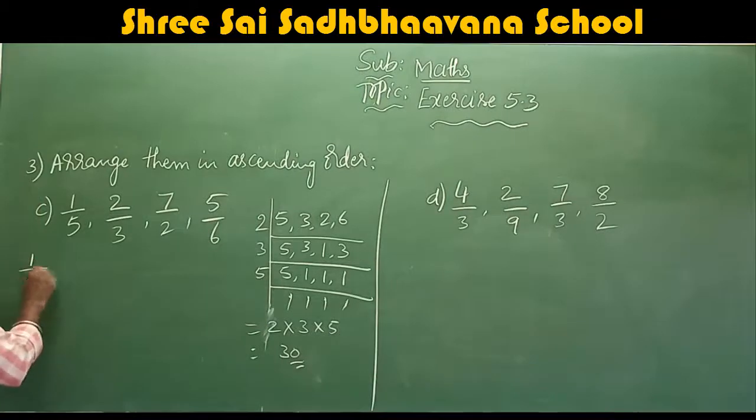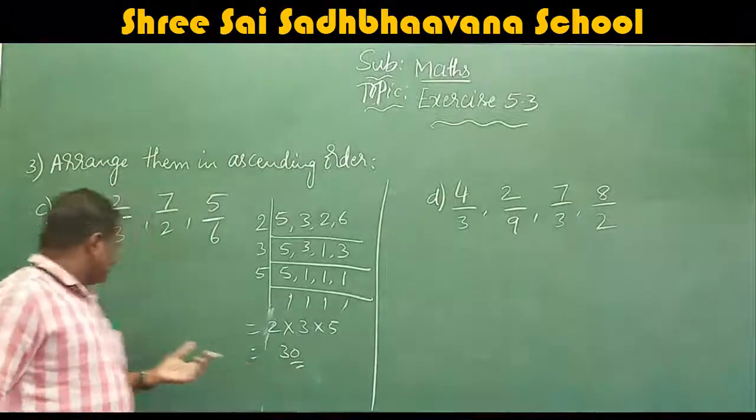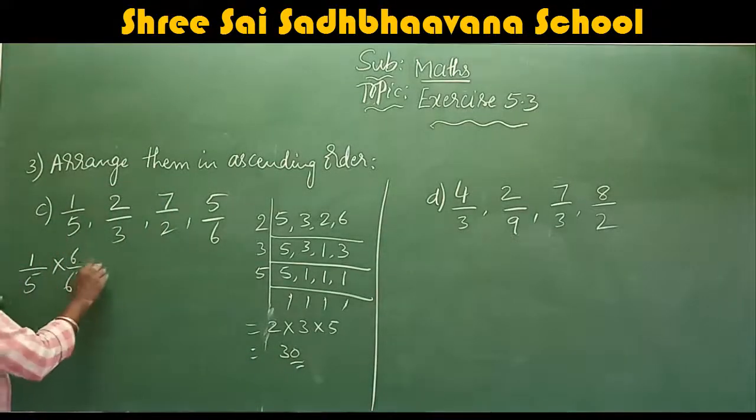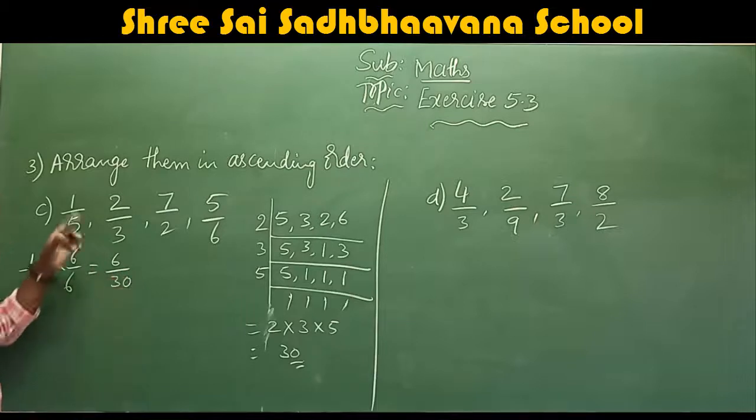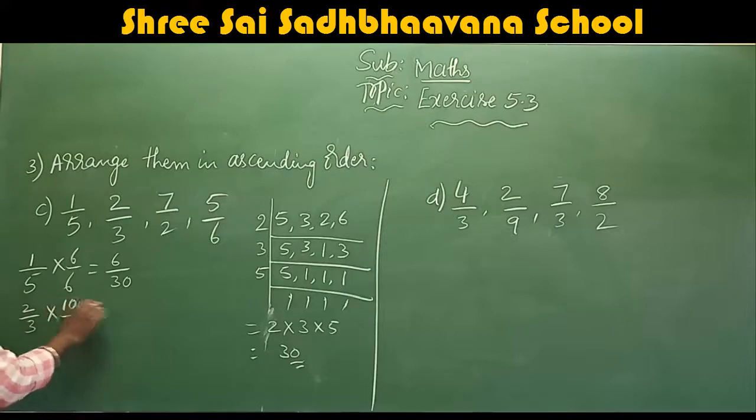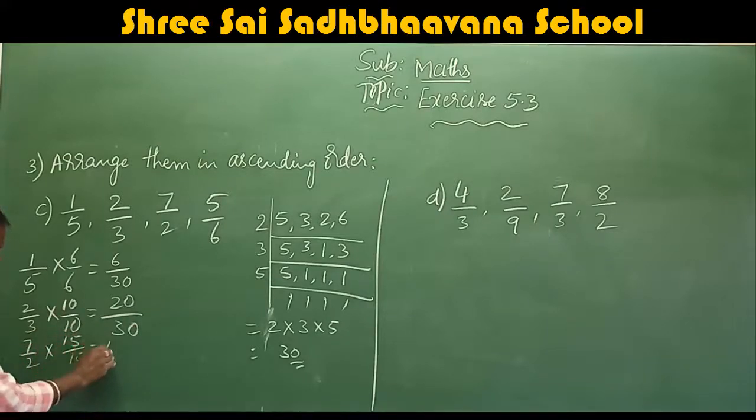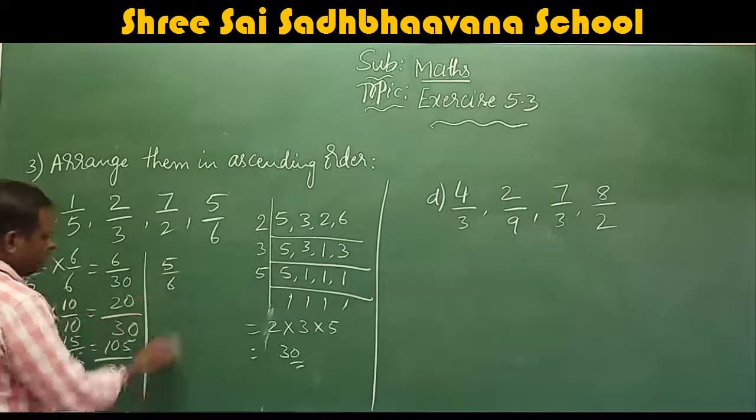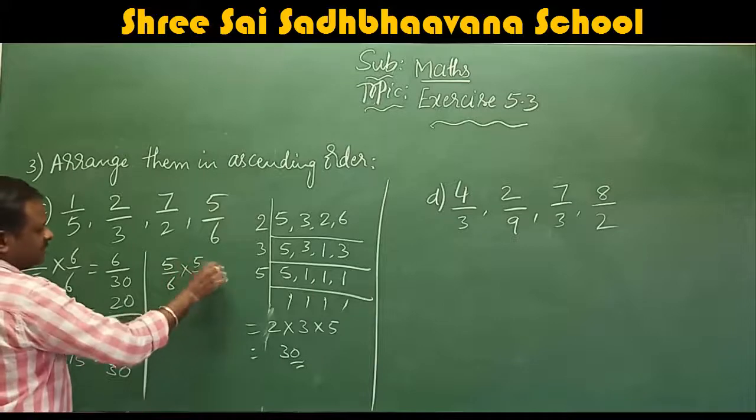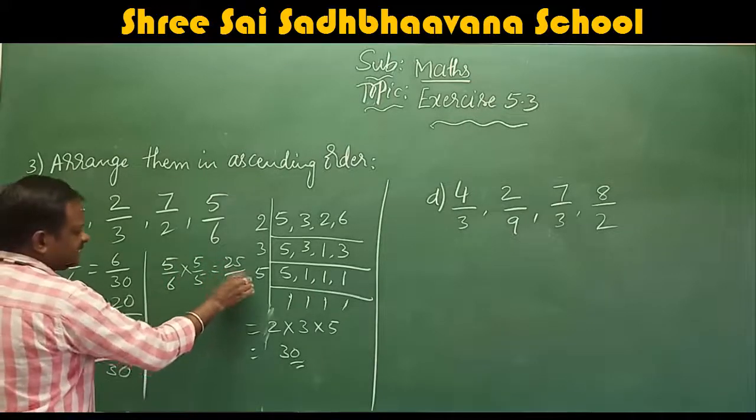First one is 1 by 5. 1 by 5 into 6 by 6, because to make 30 you have to multiply this by 6. 6 ones are 6, 6 fives are 30. Next, 2 by 3 into 10 by 10. 2 tens are 20, 10 threes are 30. Next, 7 by 2 into 15 by 15. 15 sevens are 105, 15 twos are 30. Last one, 5 by 6 into 5 by 5. 5 fives are 25, 5 sixes are 30.